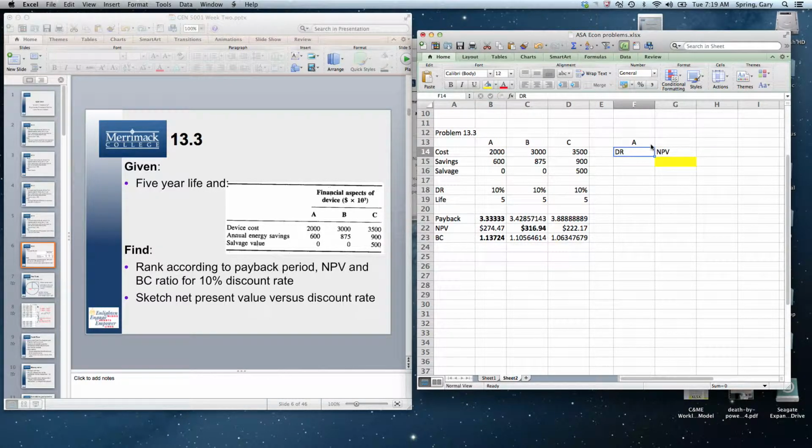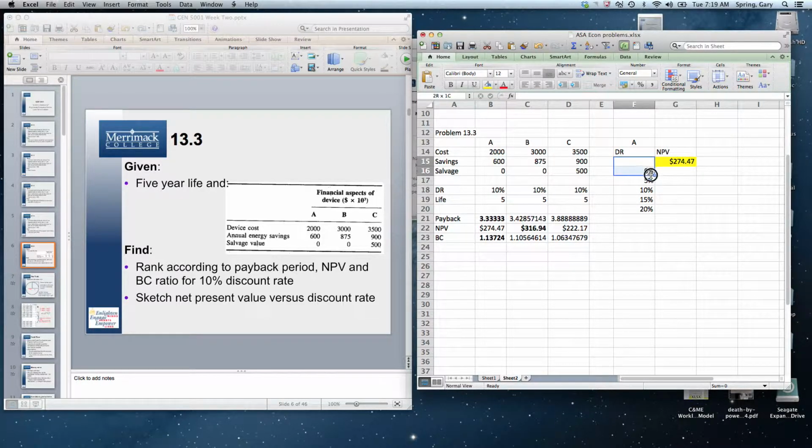Okay, so the net present value for A is right here. I'm going to reference that one. And I want to do, I think it asked for 0%, 5%, 10%, 15%, and 20%. I don't know if that's what it asked for. I think that's what it did ask for.